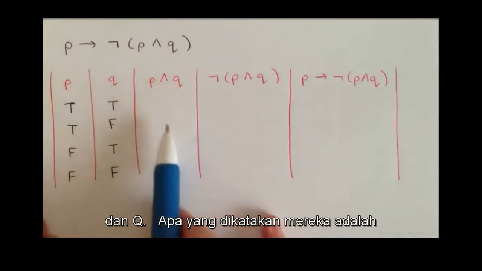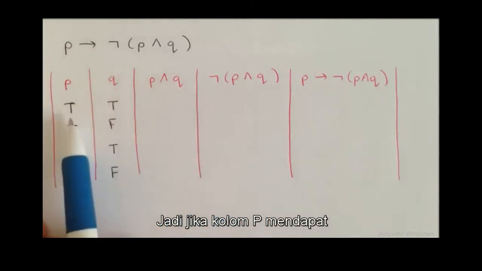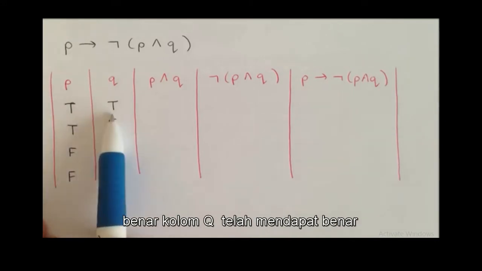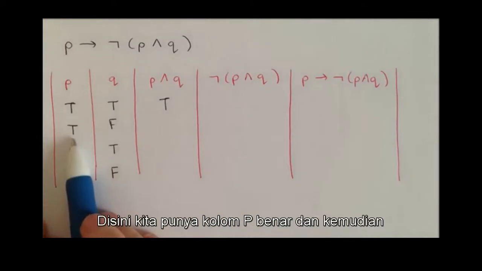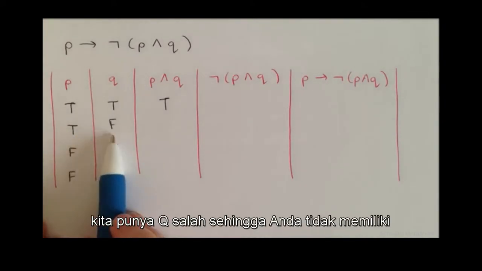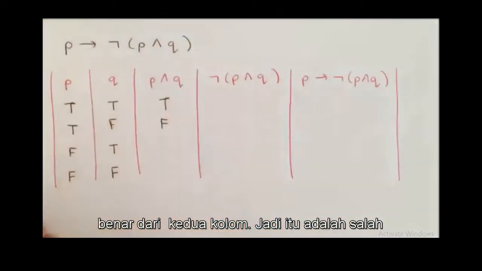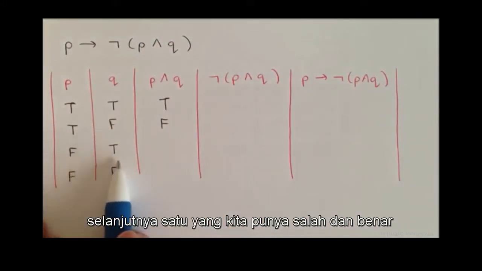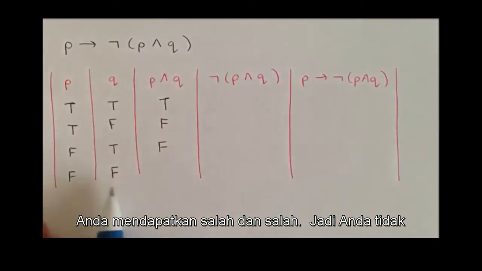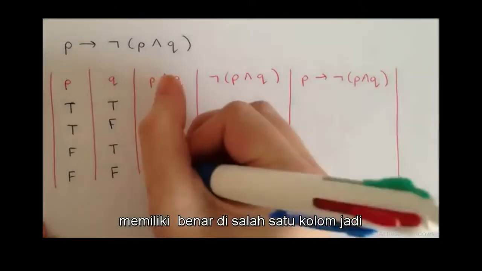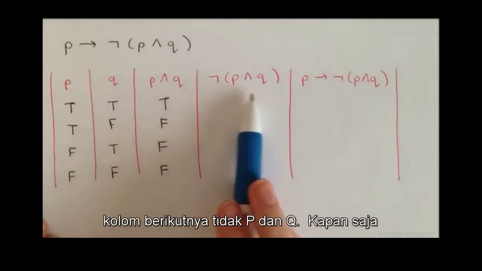So what that is saying is they want true in both the P column and the Q column. So we've got here, the P column has got a true, the Q column has got a true, therefore P and Q is true. In the P column here, we've got a true, and then we've got a false. So you don't have a true in both columns, so that is a false. Next one, we've got a false and a true. You don't have true in both columns, so that is false. And you've got false and false, so you don't have a true in either of the columns, so again, that is false.